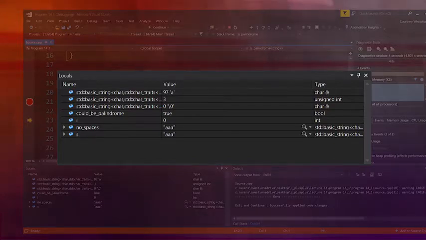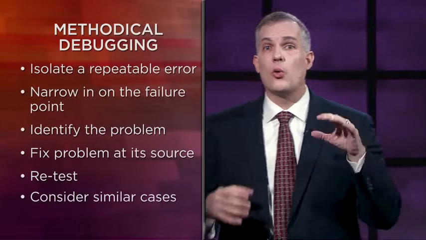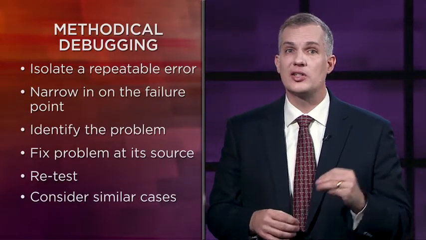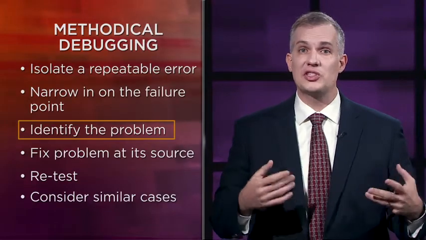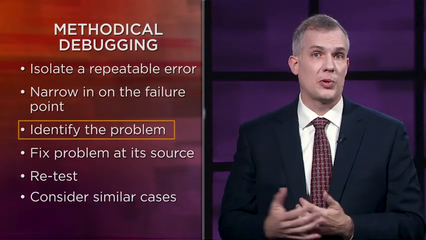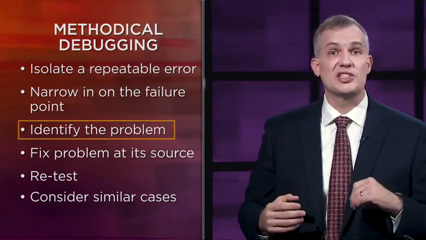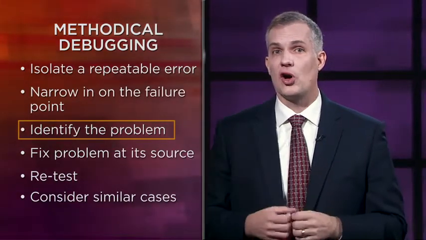Now on to our next step. Since we know where the error is occurring, the third step is to identify the source of the error. Now, the source of the error is not just the line of code where things went wrong. The source is what caused that line of code to be wrong.